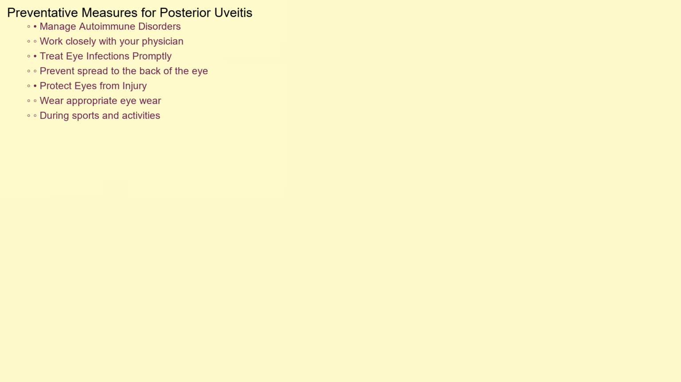While not always possible, some preventative measures can reduce the risk of developing posterior uveitis. If you have an autoimmune disorder, it's essential to manage it effectively with the guidance of your physician. Prompt treatment of eye infections can also help prevent them from spreading to the back of the eye. Protecting your eyes from injury with appropriate eyewear during sports or other activities can also help prevent uveitis.